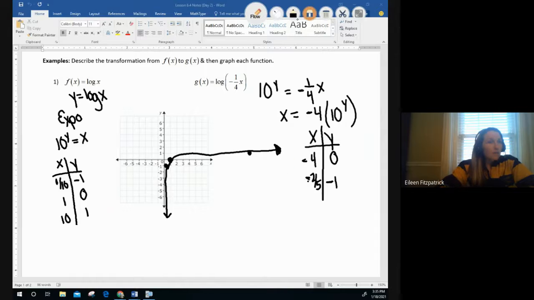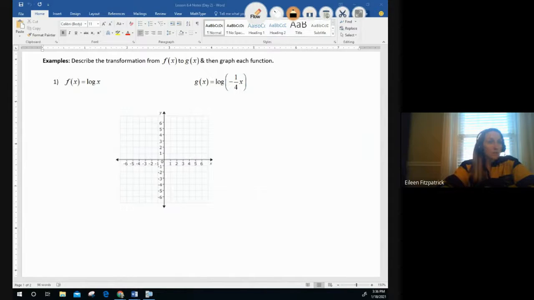All right, so then I could plot those points, -4, 0, and then -2/5, -1. It's about right here somewhere. There we go. So here would be your g of x function. This one's g of x, and this one was f of x. So you don't have to use a graphing calculator for the logarithmic functions. You can change forms and then figure it out by hand as well. All right, let's go to the next one.